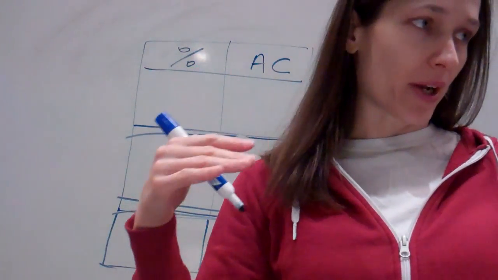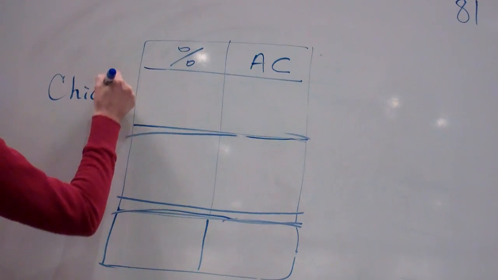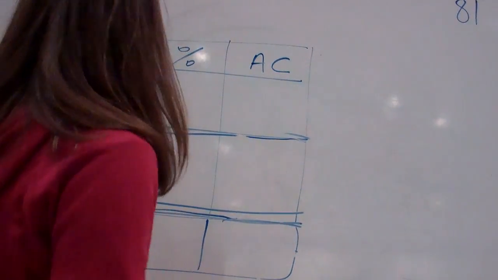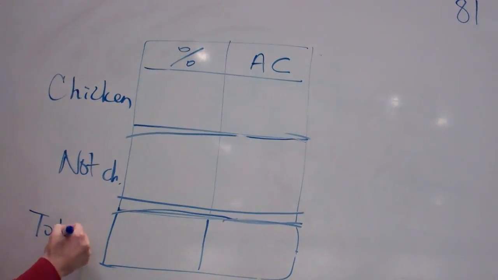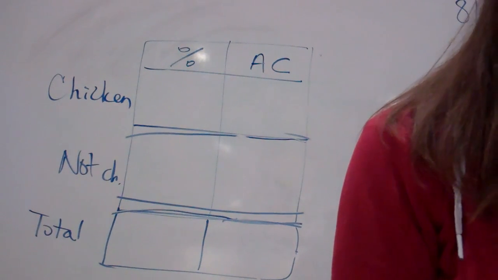What two things are we comparing? The customers ordered chicken. Which ones ordered chicken and which did not order chicken? Someone put chicken and not chicken. Okay? And then we're going to do a total. Now, let's look at this. Somebody help me insert the numbers.